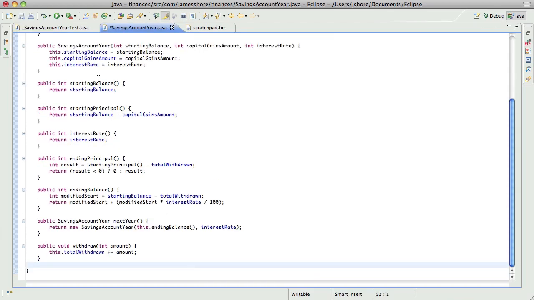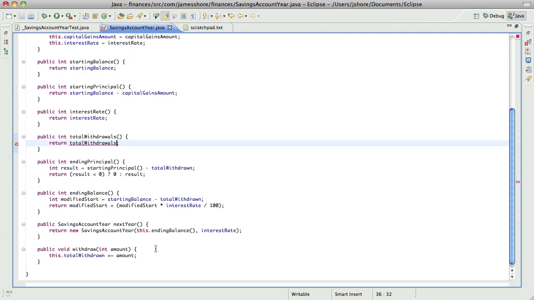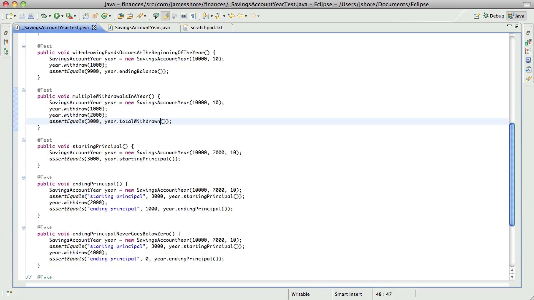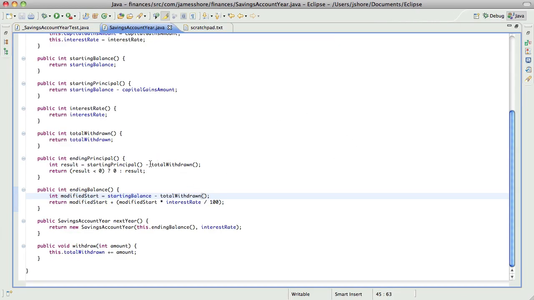We'll fail. And let's pass. And let's make this match. Okay. Let's not have this talk directly to the variable. That's just a little bit of cleanliness so that if I ever do change the way total withdrawn works, I'll put the code here and not have to change it everywhere else.